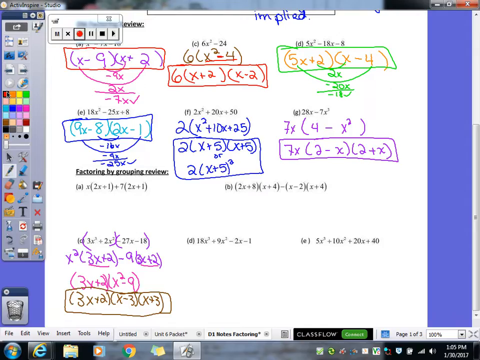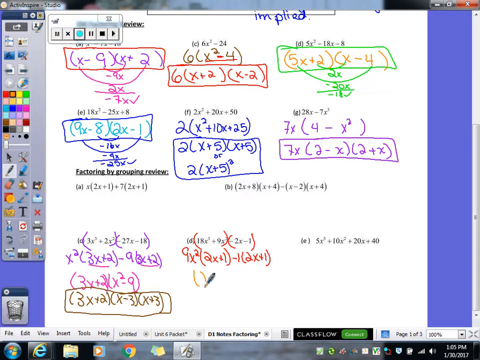So for D, again, I'm going to group my first two, group my last two. What's our GCF in the first two? Yeah. So I take out my 9x squared, I'm left with a 2x plus 1. What's our GCF in the second set of parentheses? Negative 1. So then I'm left with 2x plus 1.